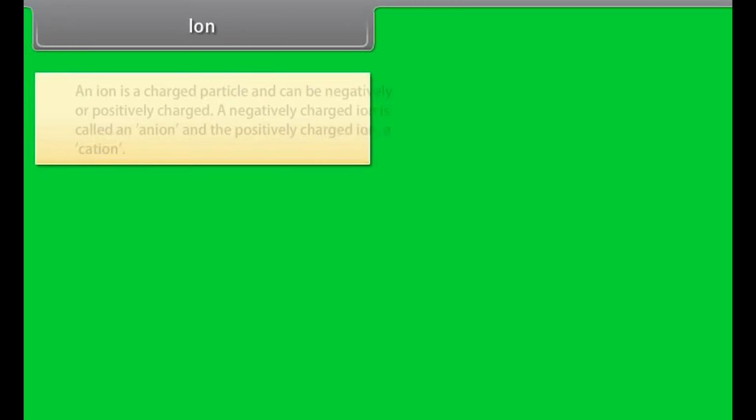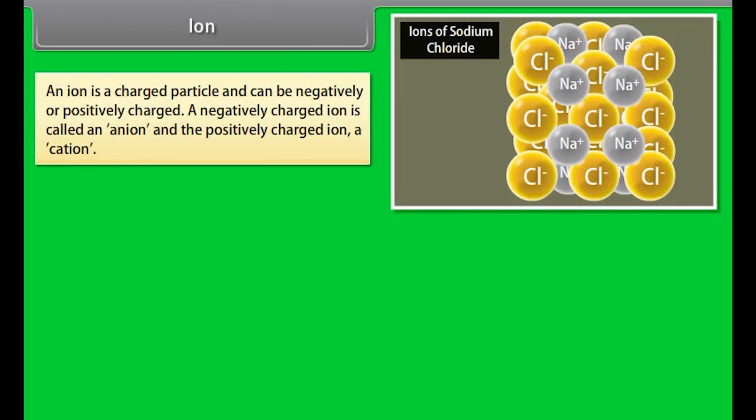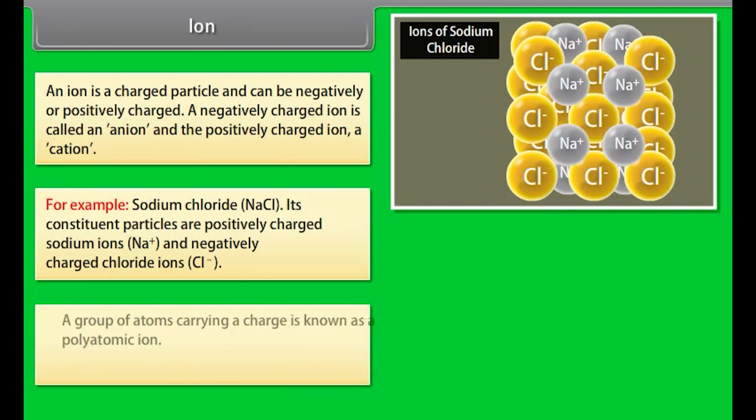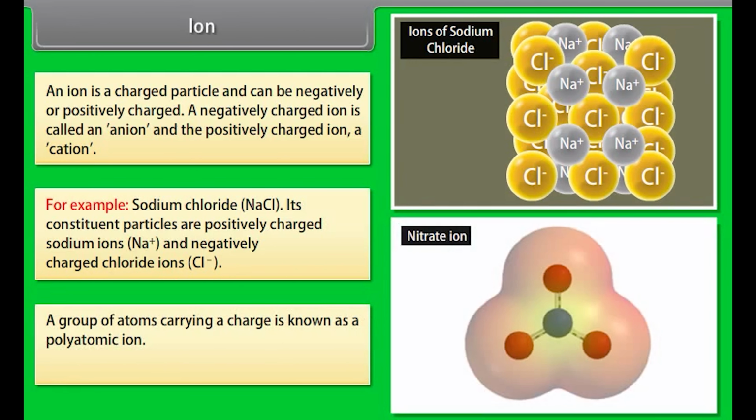Ion. An ion is a charged particle and can be negatively or positively charged. A negatively charged ion is called an anion, and the positively charged ion is called a cation. For example, sodium chloride. Its constituent particles are positively charged sodium ions and negatively charged chloride ions. A group of atoms carrying a charge is known as polyatomic ion. Example, nitrate ion.